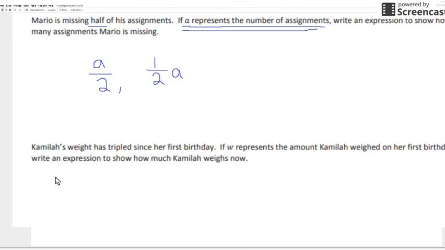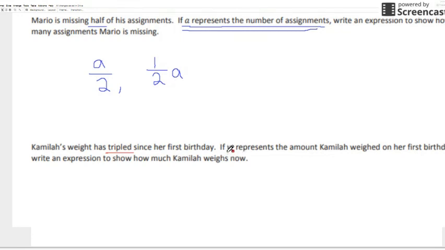All right, and the last one: Camilla's weight has tripled since her first birthday. If W represents Camilla's weight at her first birthday, write an expression to show it. So once again, her weight has tripled. Tripled is one of the key parts right here. Triple, of course, means to be multiplied by 3. If you triple something, it's multiplied by 3. If you get a triple in baseball, you get to third base. Same thing.